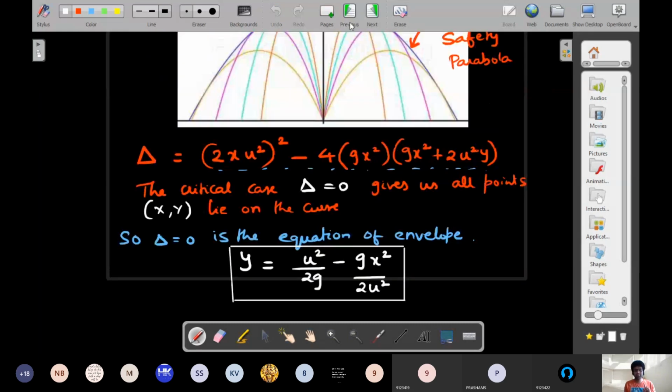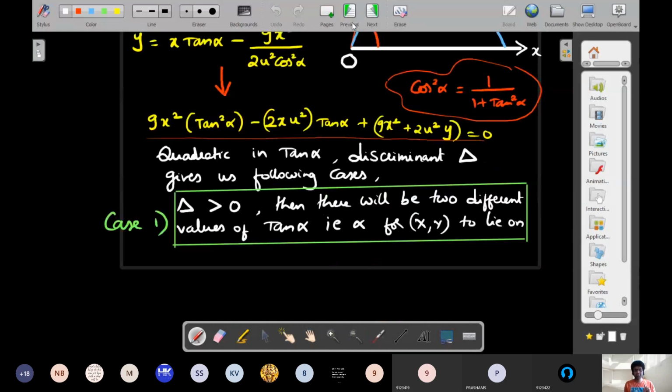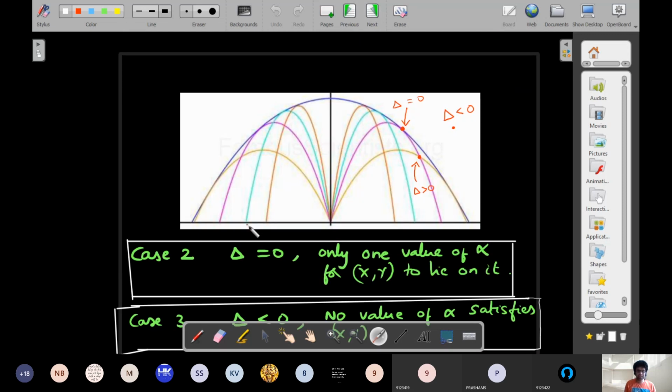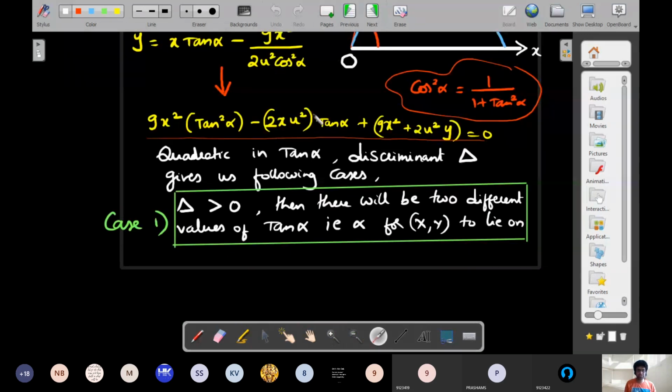We went back. We got it from this equation, right? The general equation. And it was a quadratic in tan alpha, if you remember. And safety parabola consists of a condition that delta would be equal to 0. Yeah, this equation, right? Delta equal to 0. So delta equal to 0 condition gives you the minimum u. Not only that, it pertains to a situation where tan alpha quadratic has equal roots.